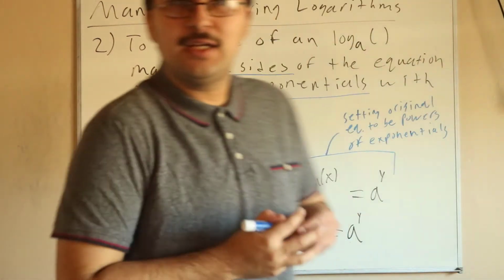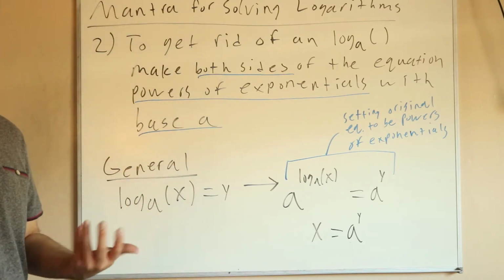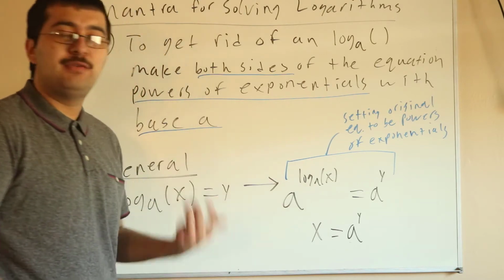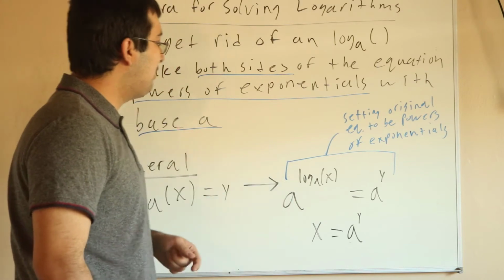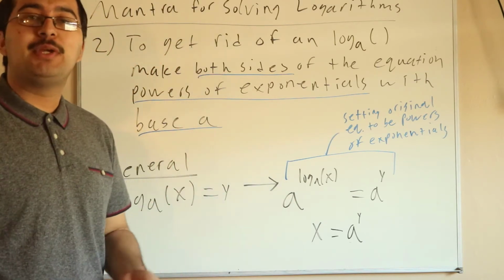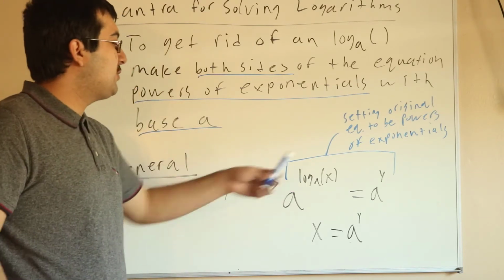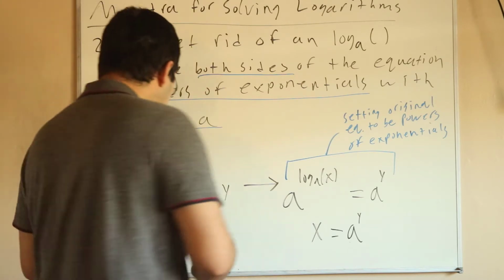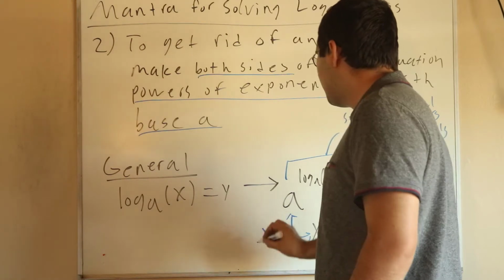That's us setting both sides of our original equation to become powers of exponentials, both with base a. And then again, right here, we've talked about this before, we have an exponential with base a to the power of log base a. There again is the application of the inverse property. The inverse property tells us the exponential and the logarithm cancel, and what we're left with is x, okay? So again, right here to here, that is the inverse property.